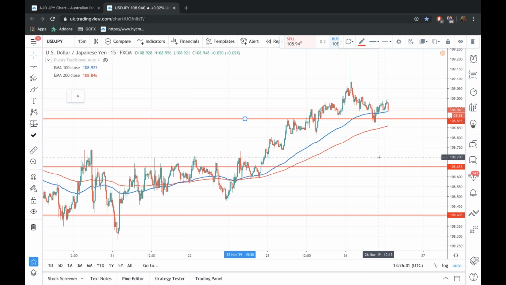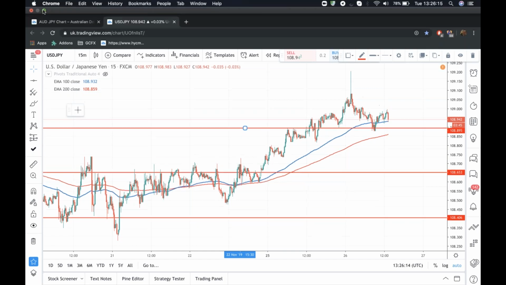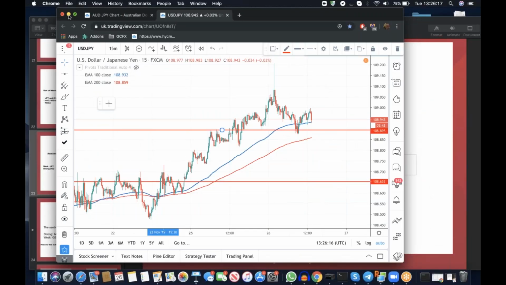108.86, 108.70 and above, all those highs there, and then 108.50. So big round number, key support with stops down below the low. So that's what I'd be looking at on that currency pair.